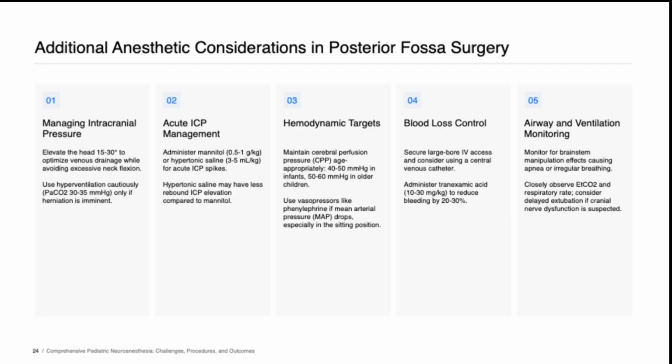They're in Murphy head rings. They're in Mayfield clamps. They're in a million things. And you don't want to lose an airway, guys. It can be an absolute catastrophe.